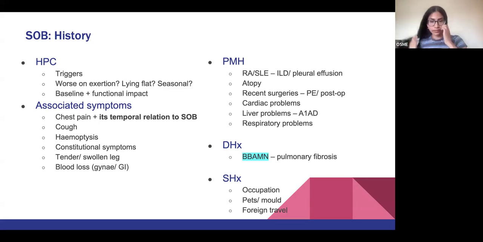You can also ask about foreign travel to rule out things like TB or certain pneumonias like Legionella, where you're likely to get it classically from conferences with bad aircon. Occupation, like in our previous vignette with the man who was the builder, to look for asbestos exposure, or other environmental exposures like farmers, builders.